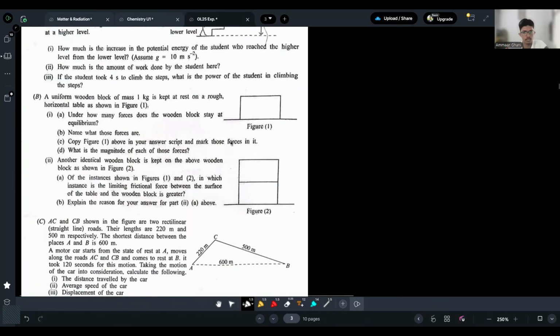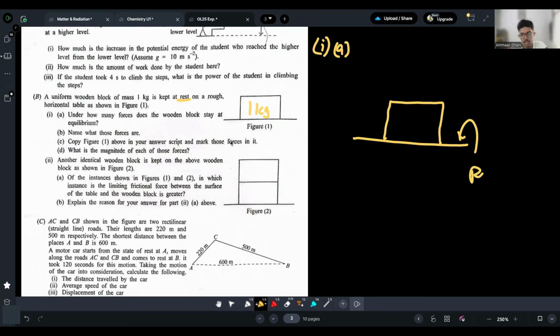So part B. A uniform block of mass 1 kilogram is kept at rest on a rough horizontal table as shown in the figure. Under how many forces does the wooden block stay at equilibrium? This is an easy question, but for overthinkers, it makes it complicated. Why? Because it tells us the object is on a rough surface.